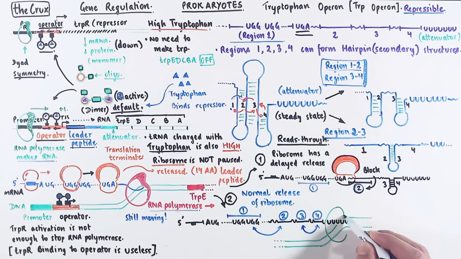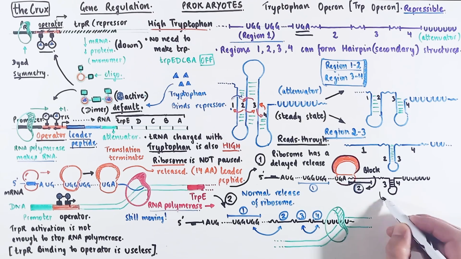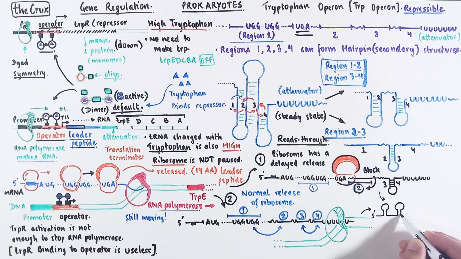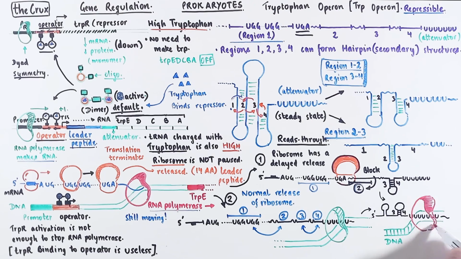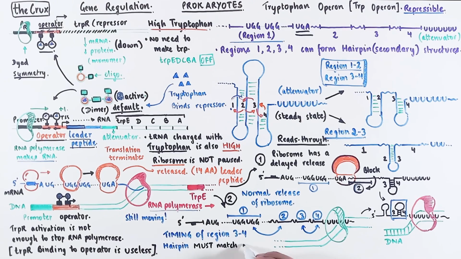Also, this hairpin formation is timed in such a way that the moving RNA polymerase is very close or almost overlapping with the attenuator sequence in both of these situations. And it is the association of region 3 and 4 and the secondary structure formed by them which is the ultra important point. And I will stress this point again, that the timing of the hairpin formed by region 3 and 4 must match the position of the RNA polymerase being at the attenuator sequence.